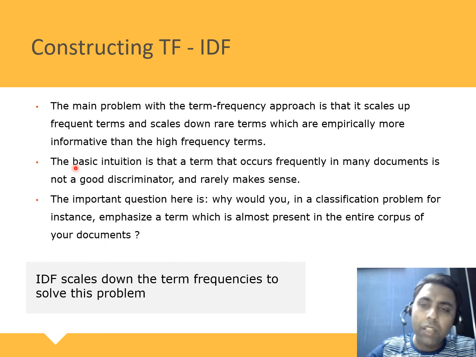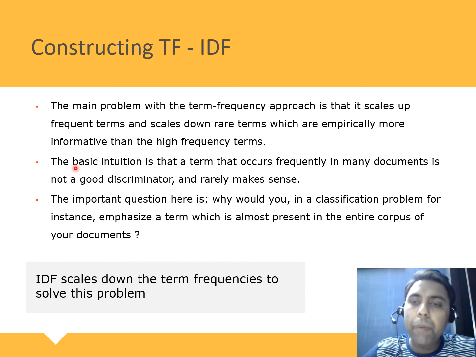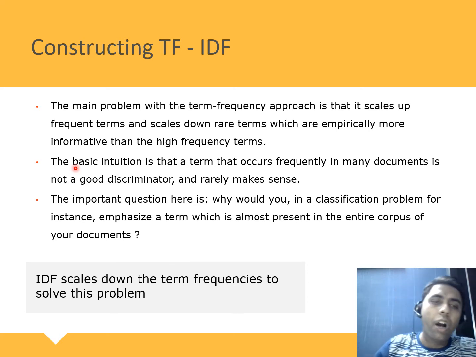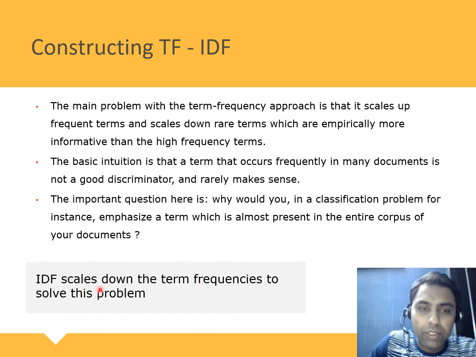So there has to be another component which can do a balancing act, so that the words which are very frequently occurring and are scaled up by the term frequency can be scaled down to an extent, and the rare words, which the term frequency approach doesn't give any weightage at all, can be scaled up a little bit. So the question is, how do we achieve that? And the answer to that question is IDF, or inverse document frequency.